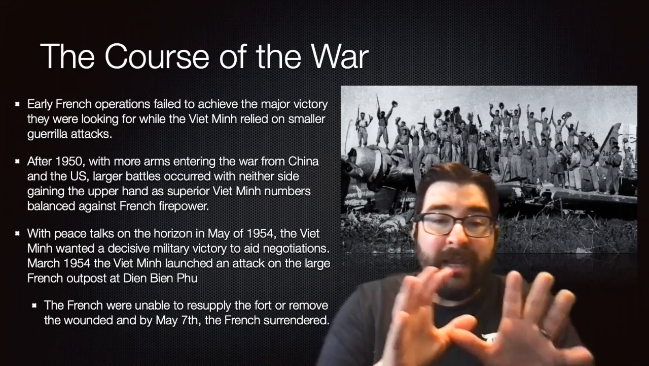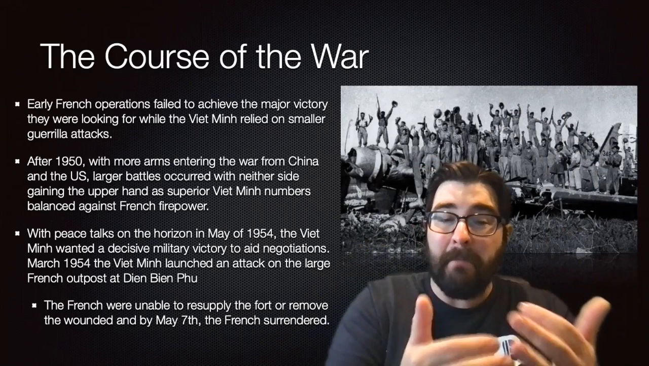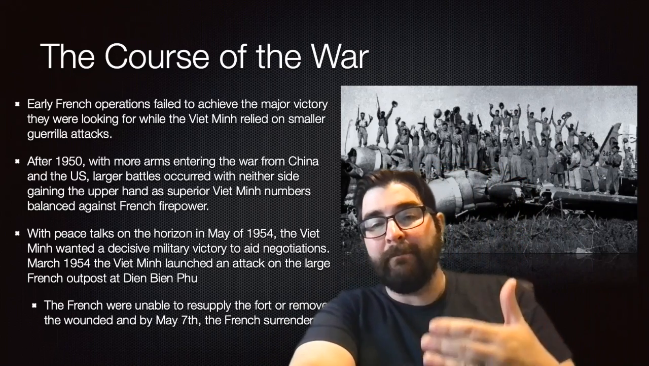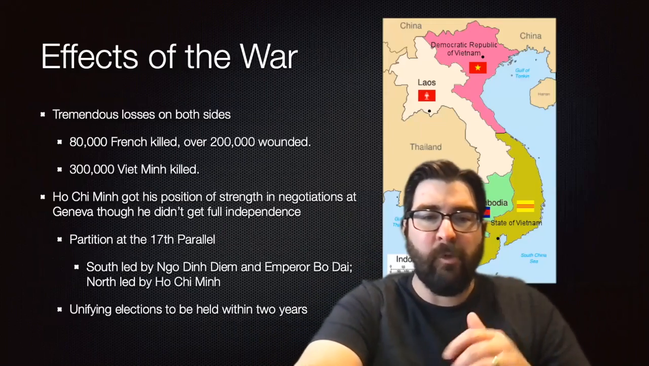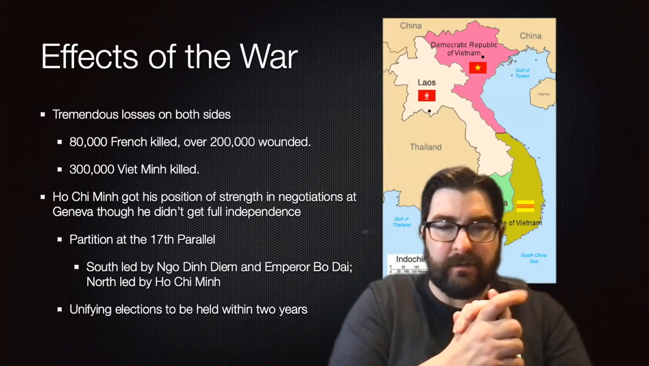The French were unable to resupply the fort and to remove their wounded. And by March 7th, 1954, the French will surrender. And this ends up being the greatest victory for the Viet Minh over the French during this war. And it gives them some of those advantages in negotiations that they're looking for.